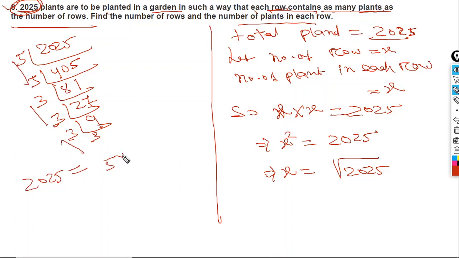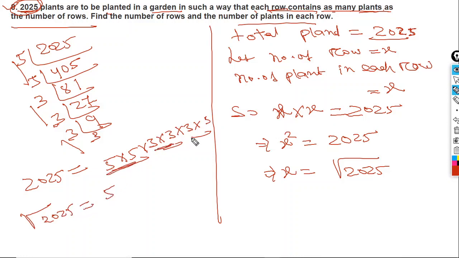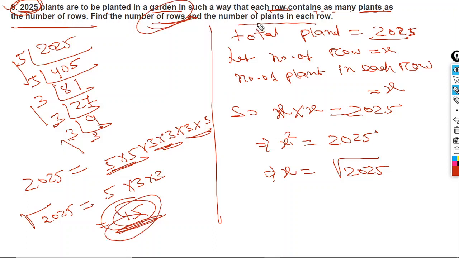Okay, 5 into 5 into 3 into 3 into 3 into 3, so all are in pair. Therefore root over 2025 equals 5 from here and 3 and 3, which will be equal to 5 into 3, 15 into 3, 45. So the number of rows is 45 and the number of plants in each row is also 45. Okay, so this is the solution of question number 8.